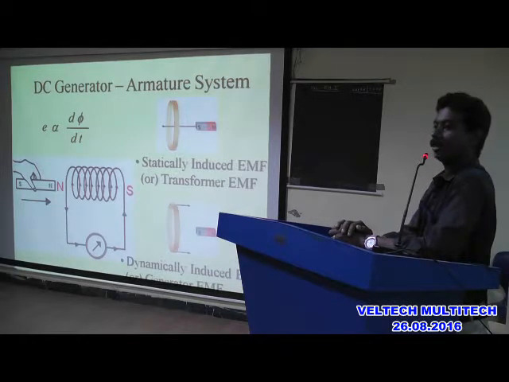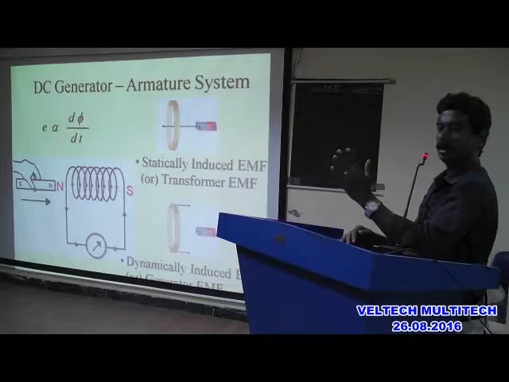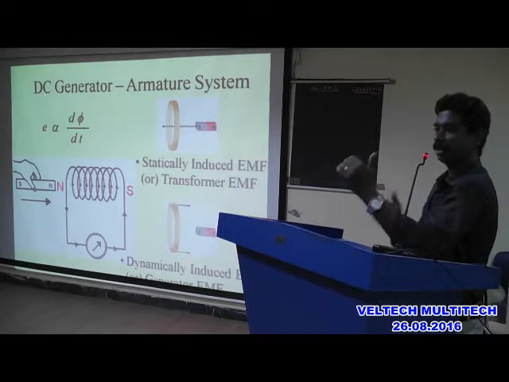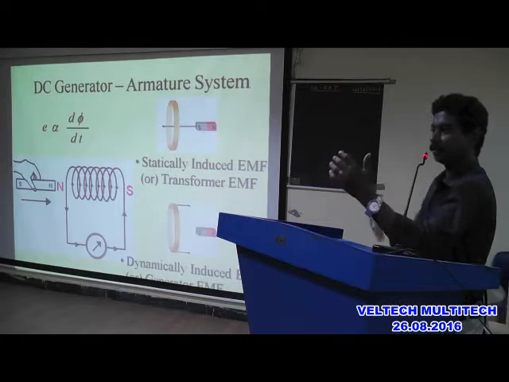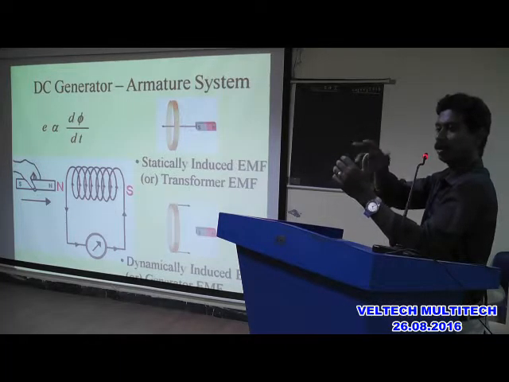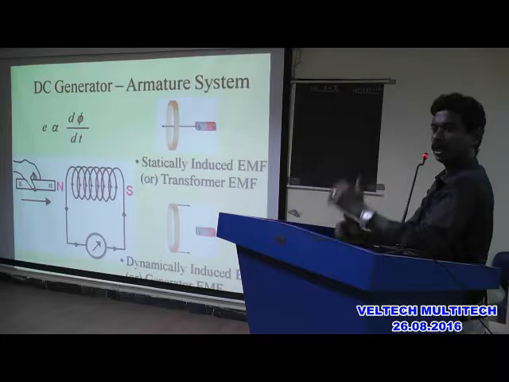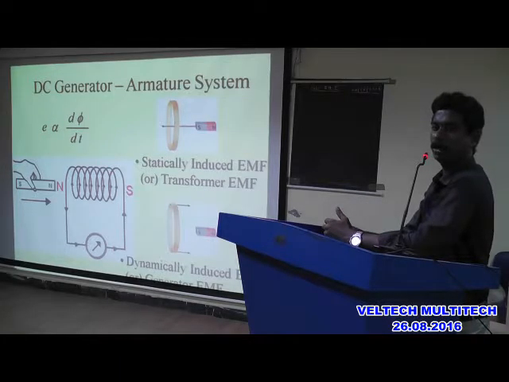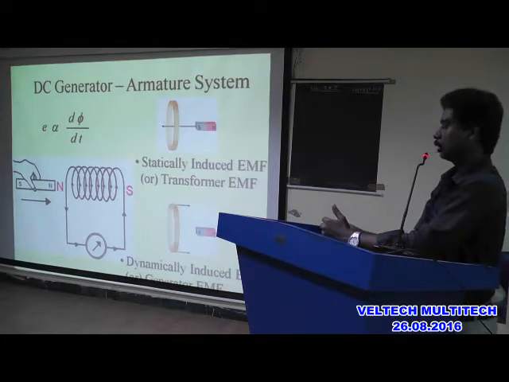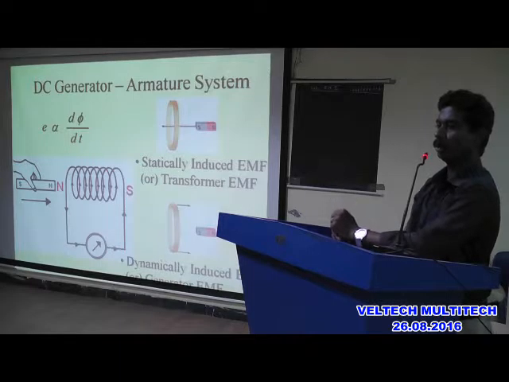Whereas in a DC generator, what happens? Flux is stationary, the conductor is moving. That is the field system. It's a stationary part that produces the field flux, that is the main flux. Then you are rotating the armature in the field path, so the conductor is moving. That is called dynamically induced EMF. The other name is generator EMF. So there are two types of EMF.